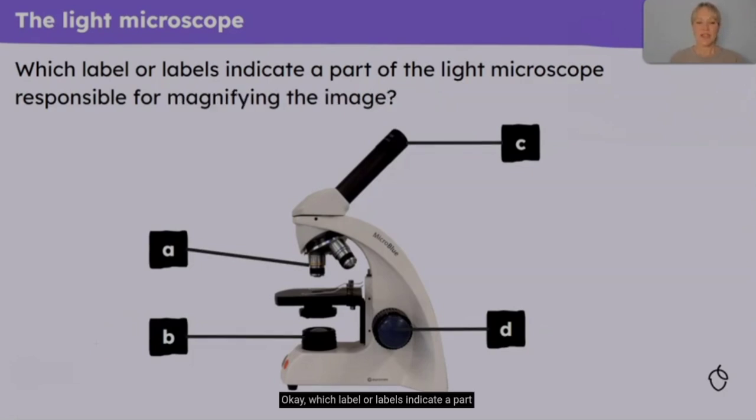Okay, which label or labels indicate a part of the light microscope responsible for magnifying the image? I'll give you a moment to think about it, but if you need more time, please pause the video. Okay, did you realise that this one was A and also C? Both of those do have lenses in them.